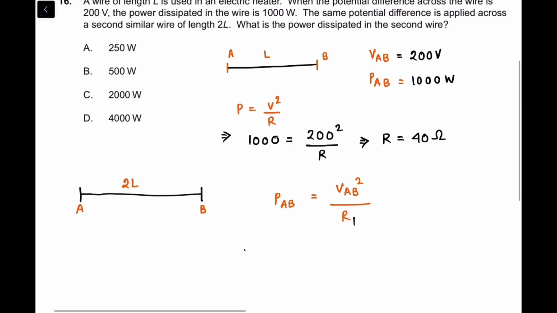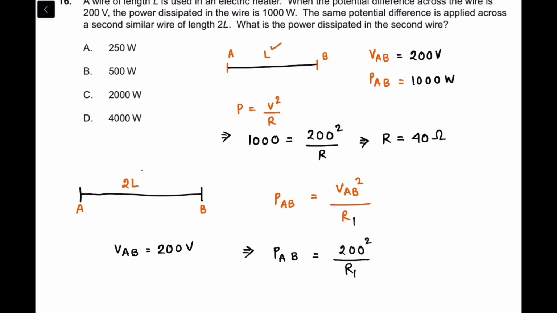We need to find P_AB, but it's given that the same potential difference is applied. So V_AB is 200 volts, and this will be equal to 200 squared divided by the resistance R1. Now we need to find the resistance R1. Will the resistance change? Yes, the resistance will change, because the length is increased from L to 2L. But it's stated that it's a similar wire, which means its cross-sectional area and this wire's cross-sectional area will be the same.